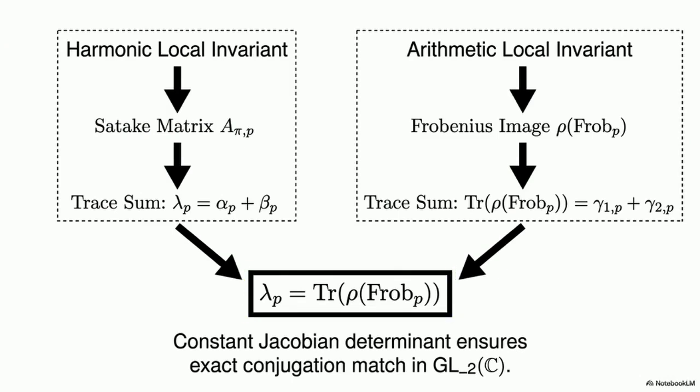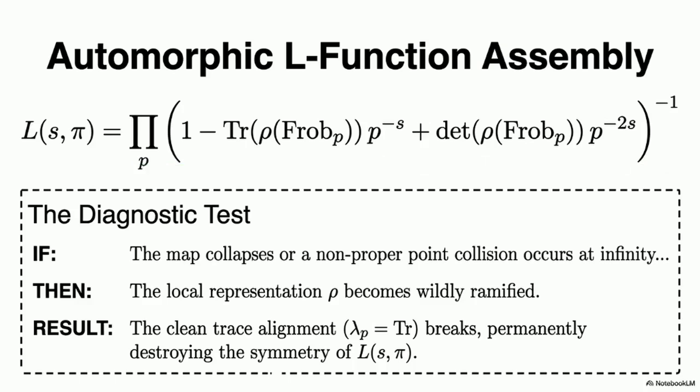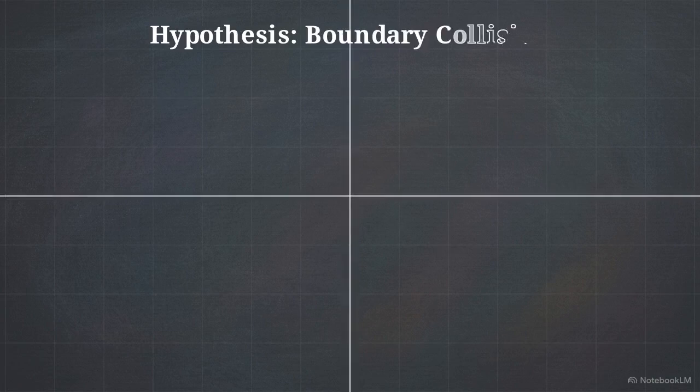These aligned local prime factors are multiplied to assemble the global automorphic L-function. This acts as our diagnostic tripwire. If the math contains a hidden point collision at infinity, wild ramification will break the trace alignment, permanently destroying the L-function's symmetry. We can now execute the final proof by contradiction.